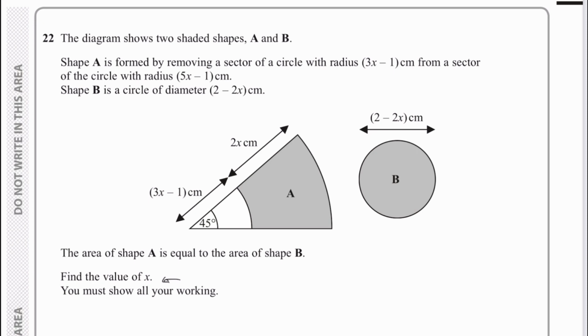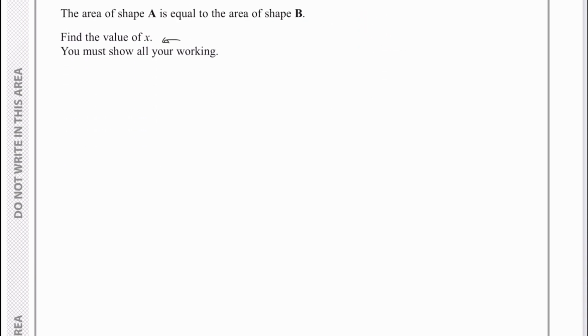So let's have a look firstly at the area of shape A. How are we going to work that out? Well, we're going to use the fraction and we're going to use pi r squared. So the fraction is going to be 45 out of 360, and then r squared for shape A is going to be 5x minus 1, and I'm going to square that. The reason I've come to that conclusion is I've got 2x and then I'm going to add that to 3x minus 1. So let's have a look at how that works out.